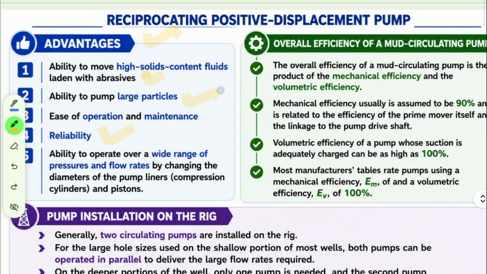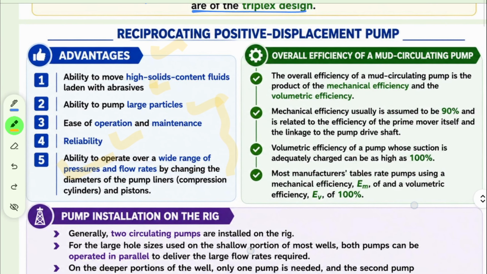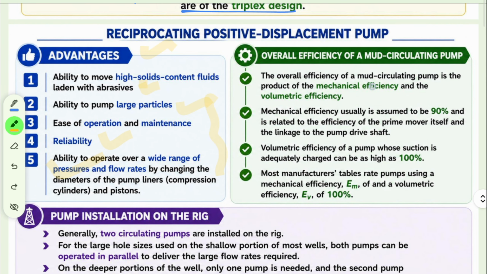Ability to operate at a wide range of pressure, as I told you that the reciprocating pump generates more pressure comparative to the centrifugal pump. Overall efficiency of a mud circulating pump is the product of the mechanical efficiency and the volumetric efficiency, we will talk about it, right? The mechanical efficiency, when you are solving a question and it is not mentioned, you can assume 90%, right. It is related to the efficiency of the prime mover, right.